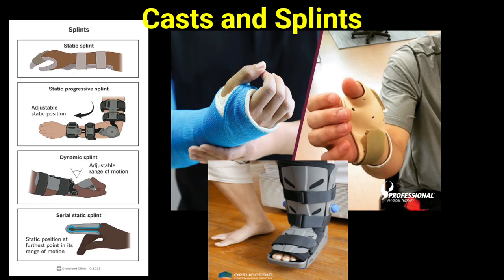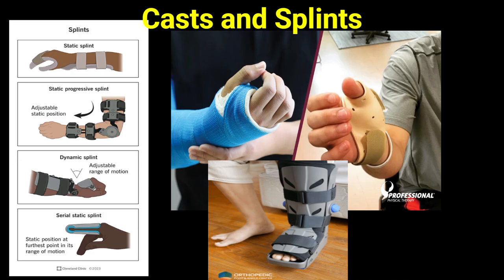A cast completely surrounds the injured body part and provides rigid support. A splint, sometimes called a half cast, supports only part of the extremity and is secured with elastic bandages or straps. Because splints leave room for swelling, they are often used immediately after an injury, while casts are frequently applied after the initial swelling has decreased. The slide mentions that casts and splints can be made from a variety of materials.